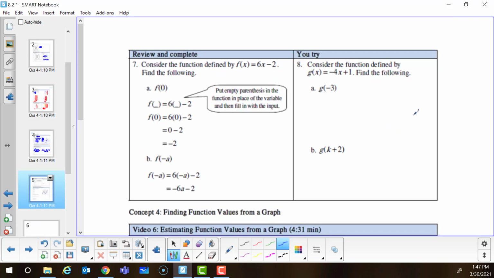Okay, here's one. Consider the function g of x equals -4x plus 1. So we could use f, we could use g, we could use h. We've used all those letters so far. They all mean function notation. It's the parentheses that comes after it, and it's always read as g of -3 equals. So I'm going to put in -3 for my x, because the parentheses is always what I'm putting in for my x. So -4 times -3 plus 1. That would be 12 plus 1, which would be 13. So g of negative 3 equals 13. And I'm not going to worry about the k plus 2. That's for later on in another course.